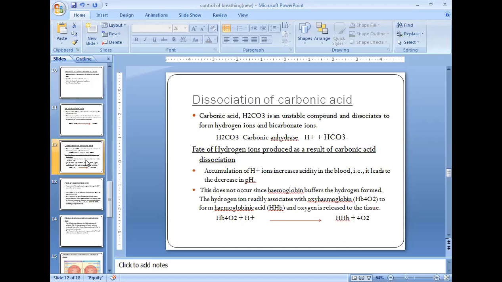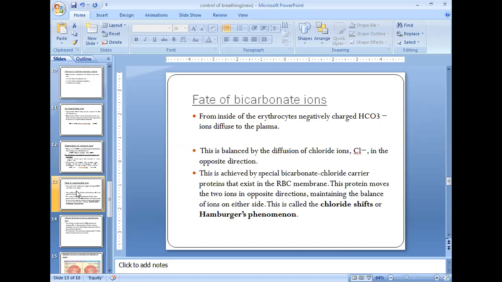So these hydrogen ions soon combine with oxyhemoglobin, and as a result, oxyhemoglobin dissociates its oxygen and gets changed into hemoglobinic acid. It occurs at the level of tissues, which means it releases oxygen to the tissues, and it itself gets changed into what? Into hemoglobinic acid.